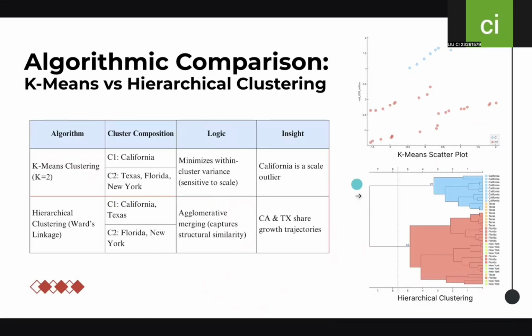From these 2 plots, we can see that k-means looks at California alone as a group because its economic scale is simply in a different league, while hierarchical clustering pairs California with Texas and Florida with New York. Actually, it isn't a contradiction, because k-means is sensitive to absolute size, and hierarchical clustering captures overall structural similarity. Together, they tell us that California is uniquely large, but its growth pattern resembles Texas more than we might expect.